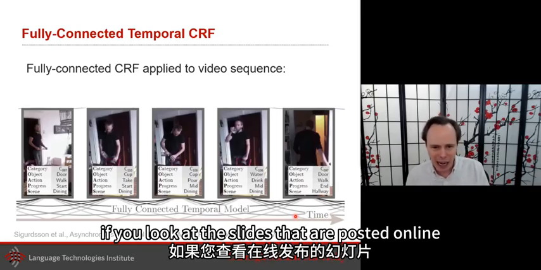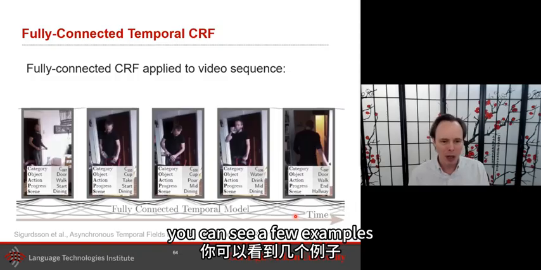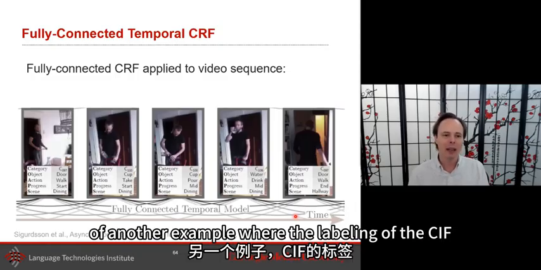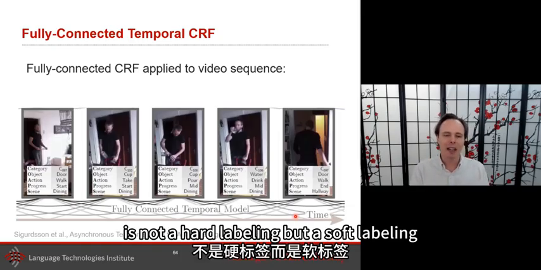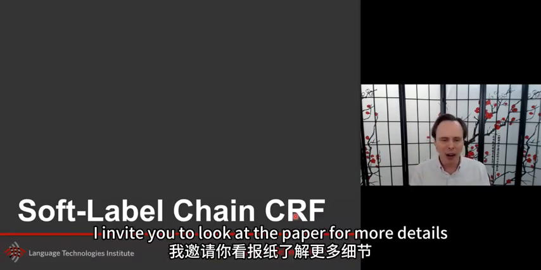If you look at the slides that are posted online, you can see a few examples of another example where the labeling of the CRF is not a hard labeling, but a soft labeling. And that's what's called a soft label chain. I invite you to look at the paper for more details.